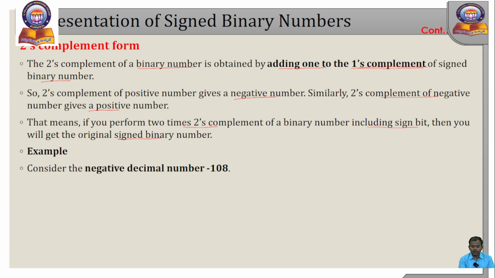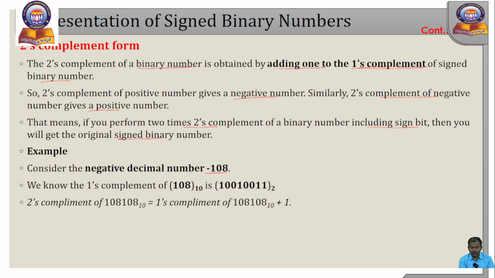Again we will take the same number, minus 108. Its ones complement we already did in the earlier slide, that is 10010011. For this I have to add 1, so that is 10010011 plus 1. I can add 1 at the LSB.